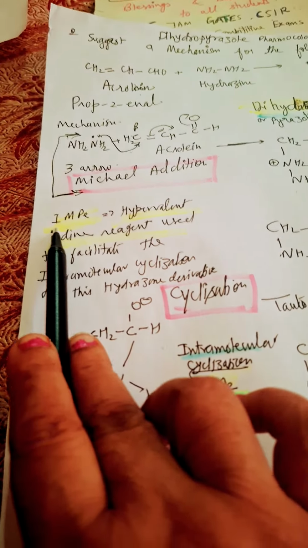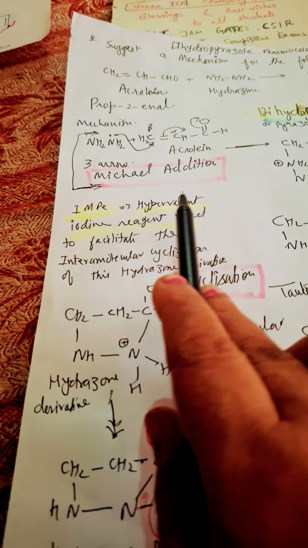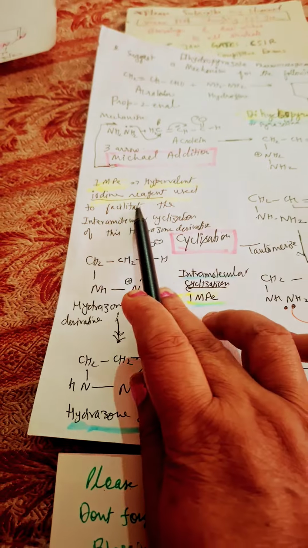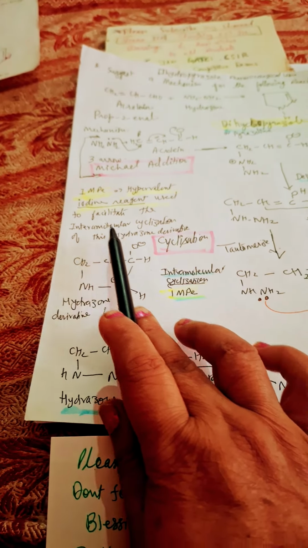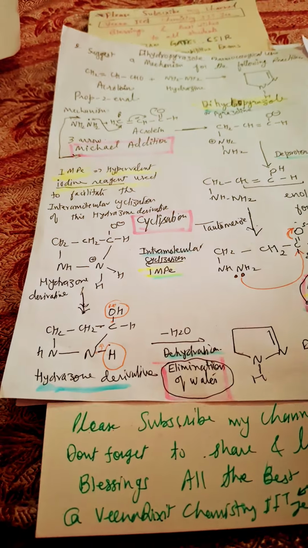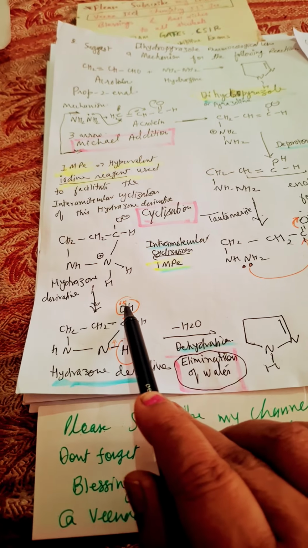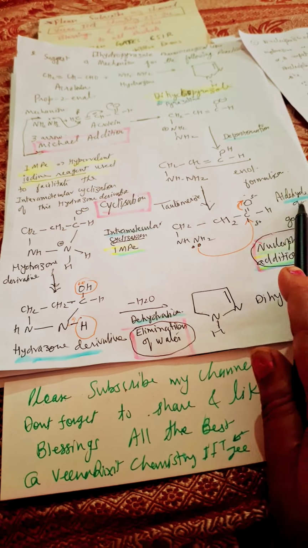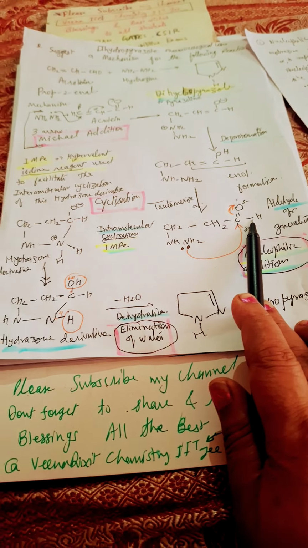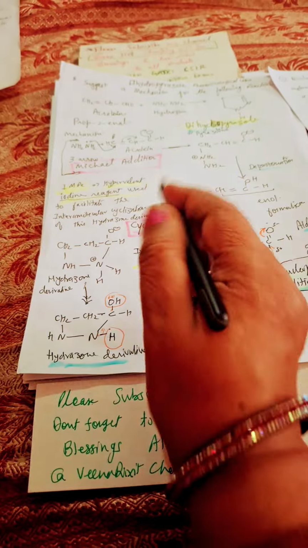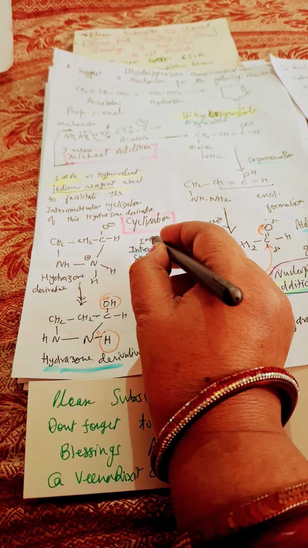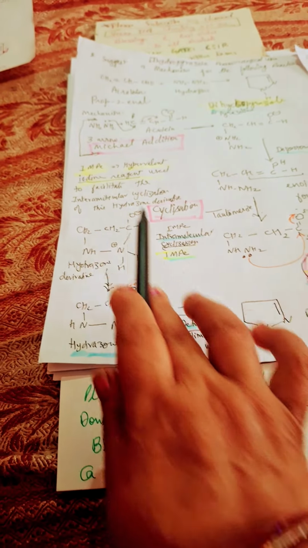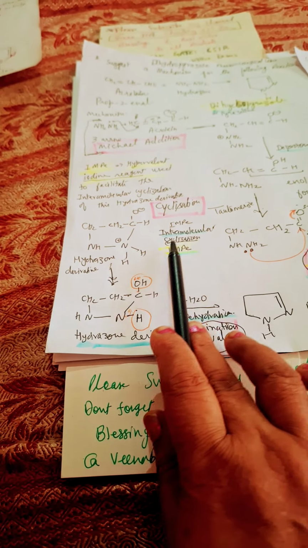In this case we will use the reagent IMPE, a hypervalent iodine reagent. This iodine reagent is used to facilitate, meaning making cyclization easier, and we'll get the hydrazone derivative. Again I will repeat, after enolization we'll get the keto aldehyde group back, and then nucleophilic addition will take place, and then intramolecular cyclization takes place in the presence of IMPE, that is the iodine reagent. It is the hypervalent iodine reagent which helps in intramolecular cyclization.